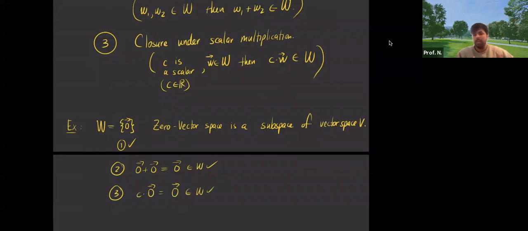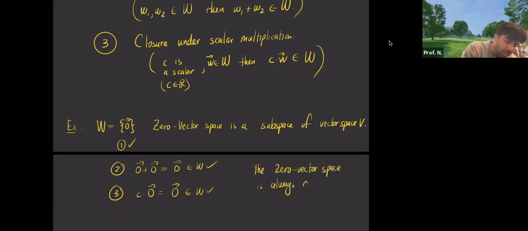So this is a pretty simplistic, again, space. And not only is it a vector space, it's a subspace of any vector space. So the zero vector space is always a subspace for any vector space.